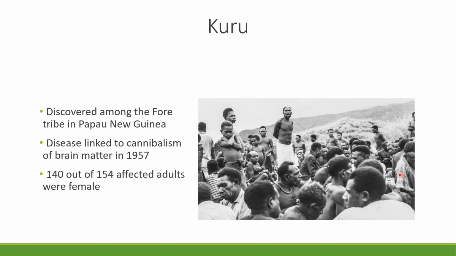Kuru has an interesting history. It was discovered in a tribe in Papua New Guinea. And this disease was actually linked to cannibalism of brain matter in the 50s. So when people would eat the brains of other people, they would get those infectious prions, and then they would become infected. And it was pretty customary for women and children to do this ritual. They thought that it was a way to release the spirit of dead members of the tribe. And so it was a big issue, but through education, we were able to correct this and reduce the presence of Kuru in these populations.